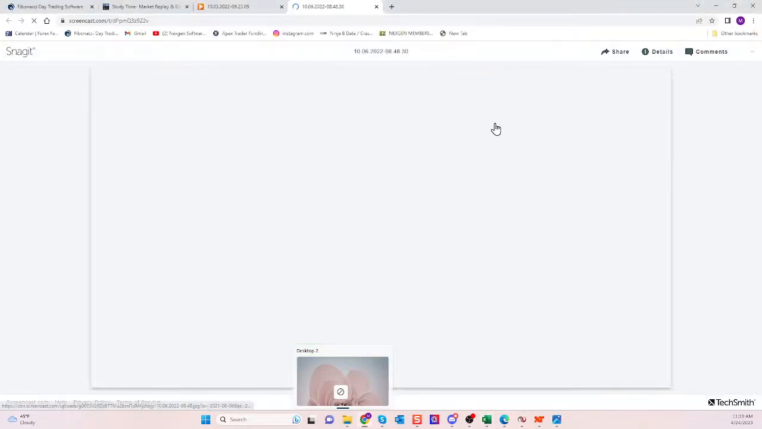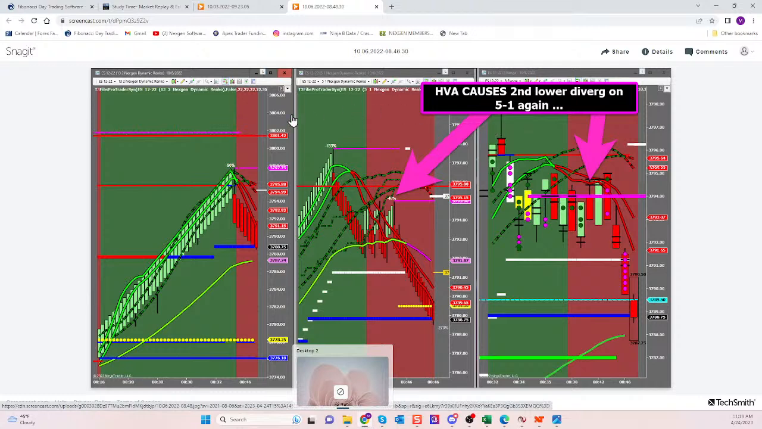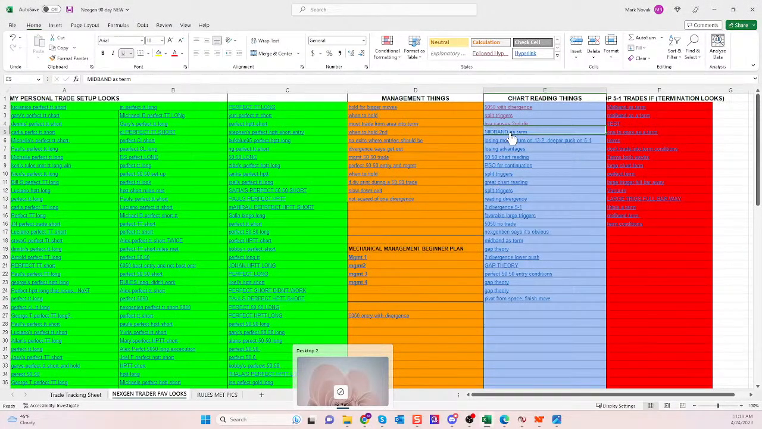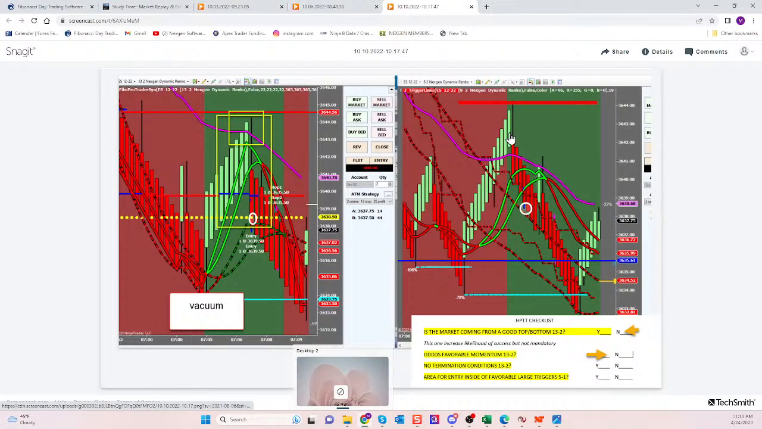HVA causes second divergence. If I took the long, this high volume area on the 8 range is right where that second divergence is coming from. It's a pattern that I can recognize. Guys, these are all pictures that I've just taken. Throughout the years, mid-band is a termination condition. That's chart reading, isn't it? Price reaches the mid-band. Large triggers are a full bar away. Look how that long gets absolutely slaughtered.